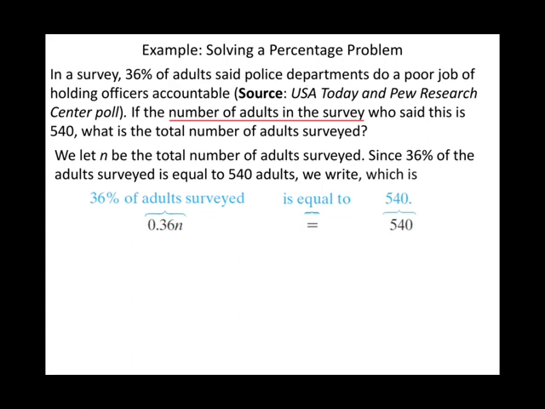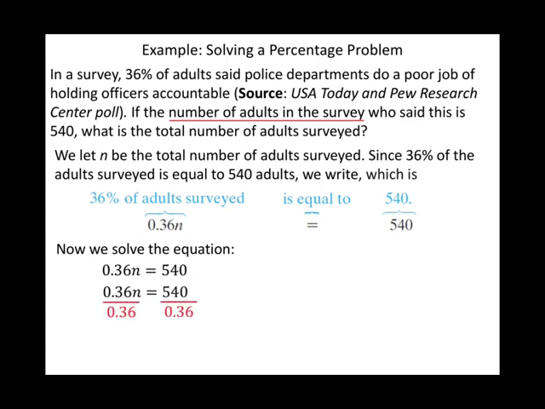Set up the equation first, and then we want to solve the equation. We want to find out what your N is here. So 0.36N equal to 540. So we want to isolate the variable N. We're going to divide by 0.36 on both sides. Okay, take care of the division. That will be equal to 1,500. And then answer the question. So the total of 1,500 adults were surveyed.